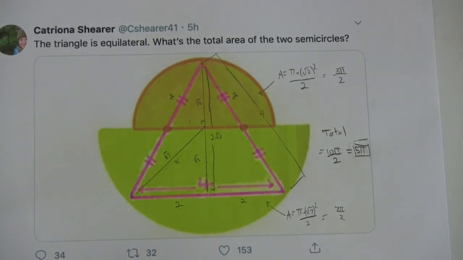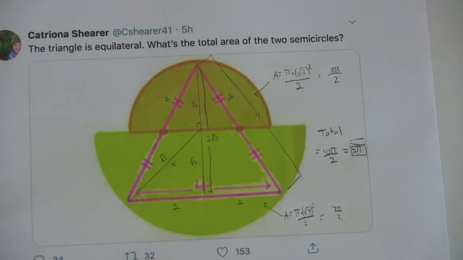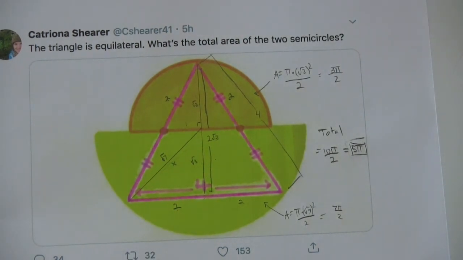2 squared, 4, plus root 3 squared, which is 3, is the hypotenuse squared. So 7 is the hypotenuse squared. So the hypotenuse is square root of 7. And we can just find the area by doing pi r squared over 2. And we get 7 pi over 2.